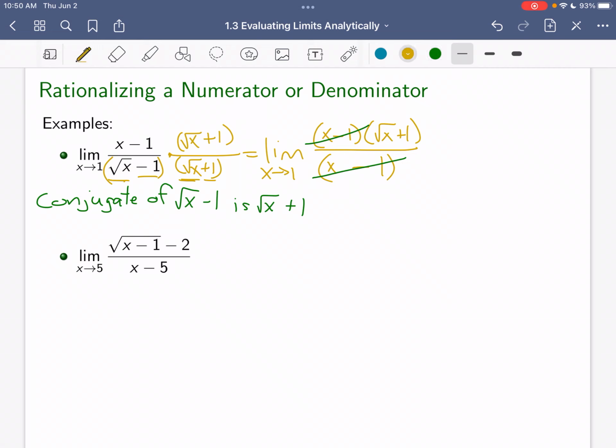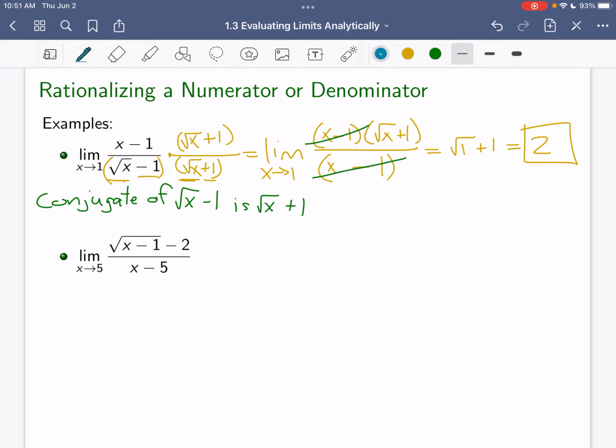And once we do that cancellation, now we can do the direct substitution. We can plug in 1. So we have the square root of 1 plus 1, which is simply 2. Great. So that is how we use rationalizing the denominator to evaluate a limit. Let's look at another example.